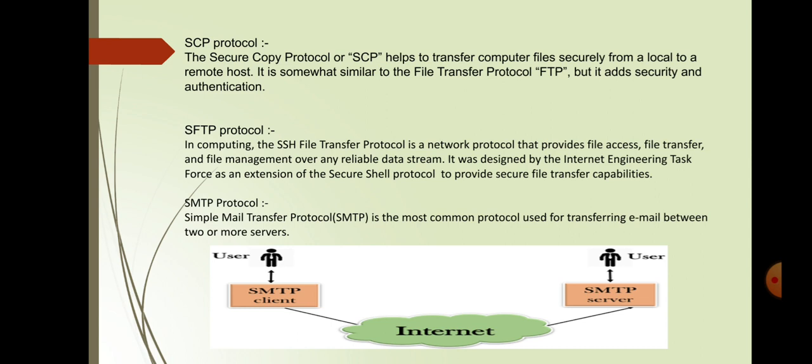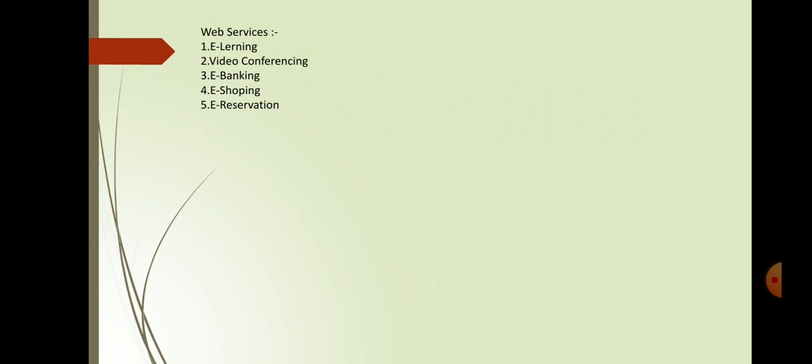SMTP, you might have heard this protocol. This stands for Simple Mail Transfer Protocol. It is the most commonly used protocol whenever we transfer email between two or more servers. As you can see inside the figure, we have an SMTP client and an SMTP server. Via the internet, we are allowed to send messages from one end to another. So this is the important protocol used while sending emails between two or more servers.